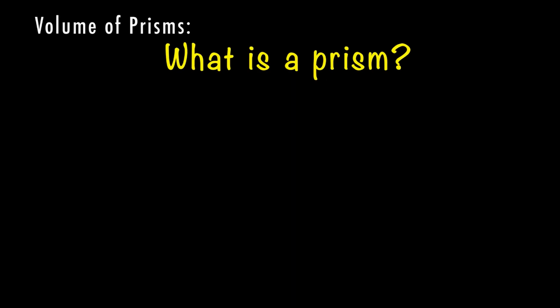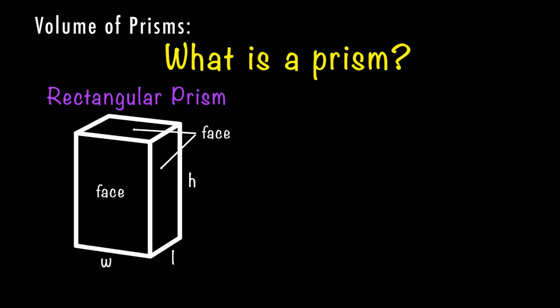Let's first talk about what a prism is. This is a rectangular prism. It's going to look like a box, and we have several things indicated here. We have our length, width, and height, and then we also have some faces marked, and you can see that every rectangular portion of this box is a face.